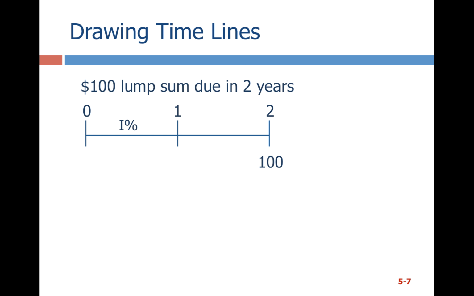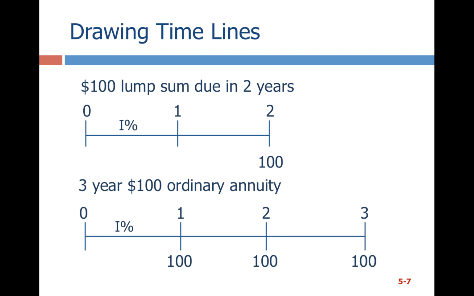The next question asks for an ordinary annuity of $100 per year for 3 years. Well, that would look like this. Here you have a 3-year $100 ordinary annuity, and you can see that the payments are occurring in periods 1, 2, and 3. And annuities are going to have that equal payment. So we're going to talk more about annuities as we move through this lecture.